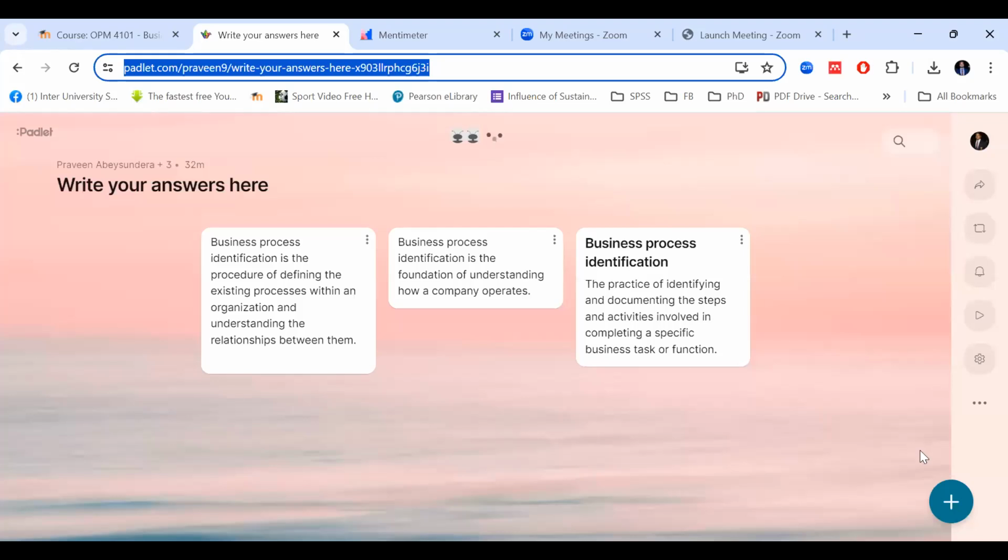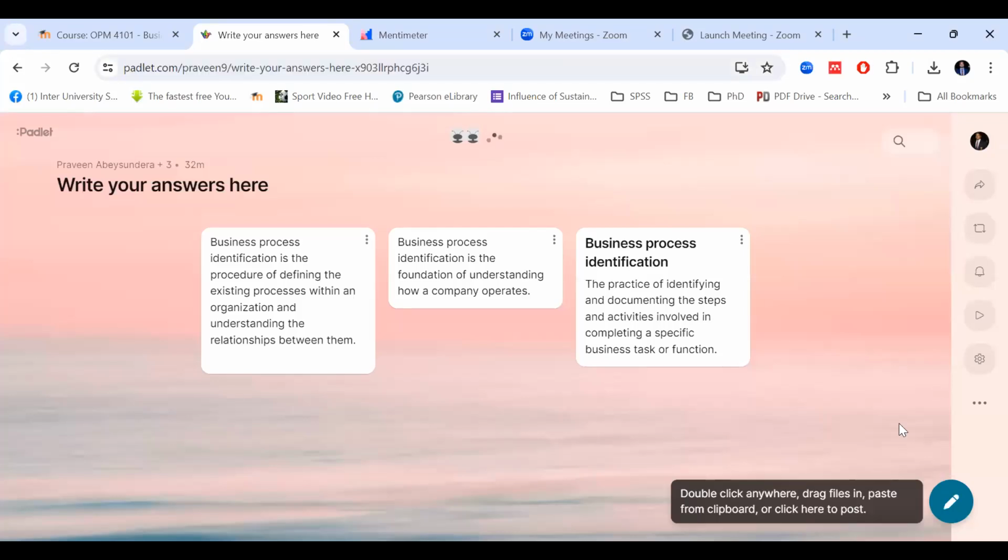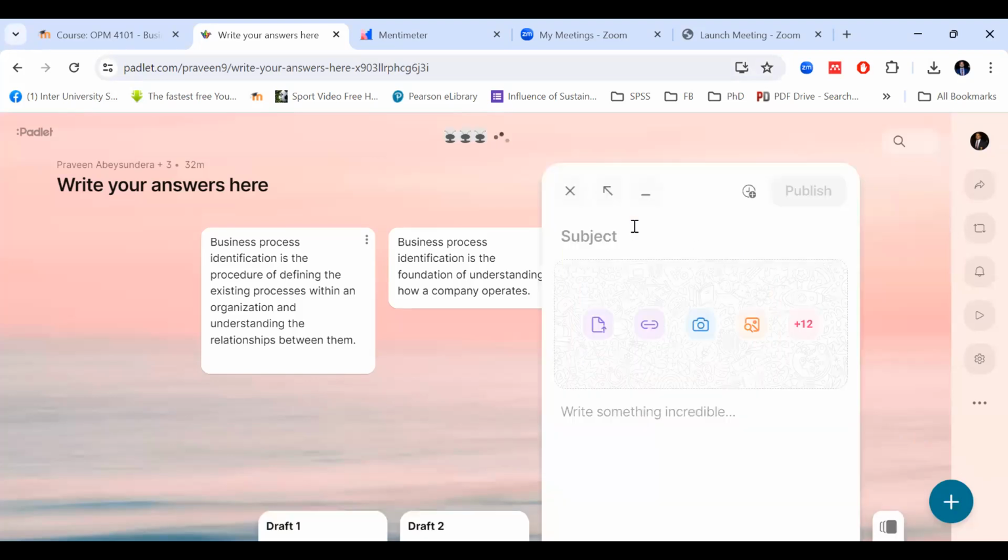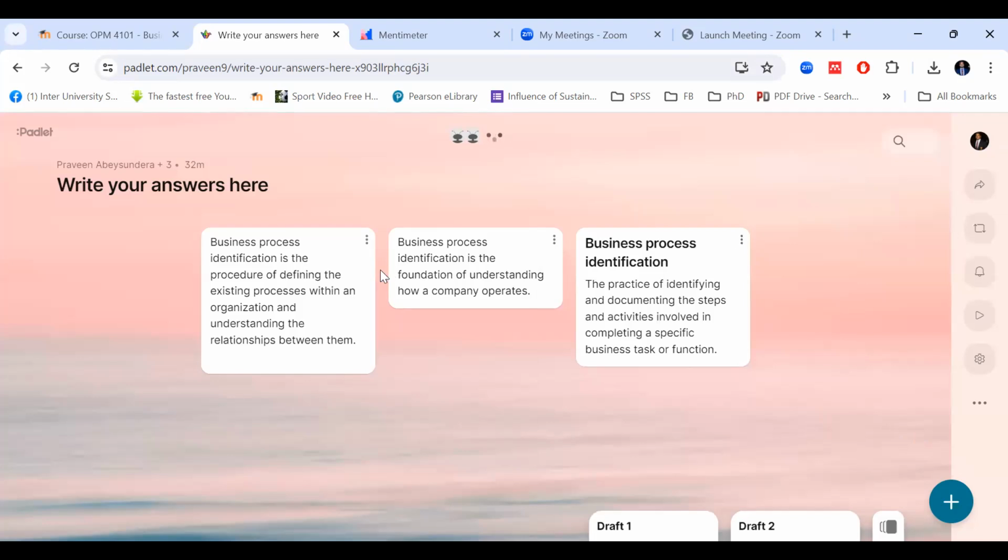Okay, so when you're providing your answers, this is a plus mark. And for the subject, give your name, okay? Don't give just names, just answers. For the subject, you have to give your name. For those who have already put the answers, you can also edit and provide your name as well.